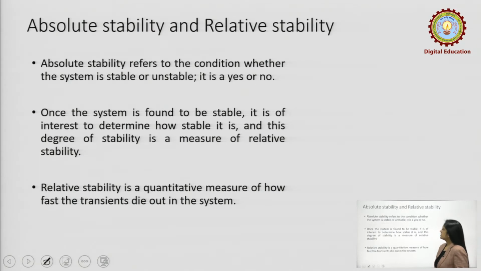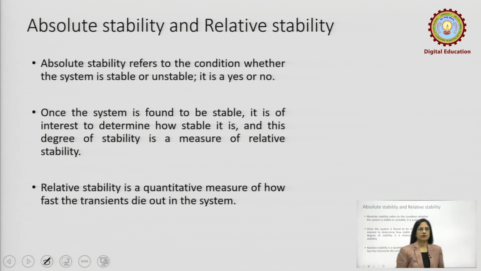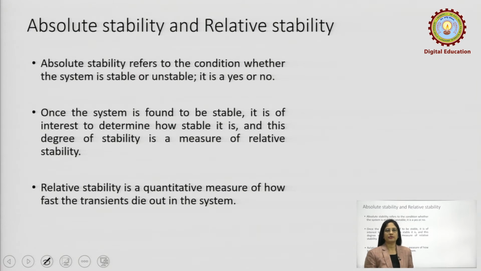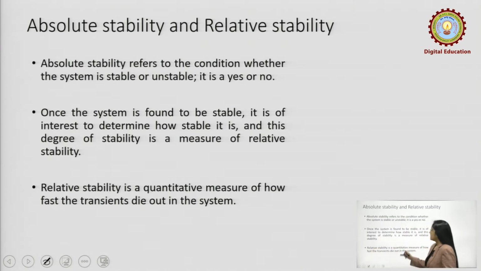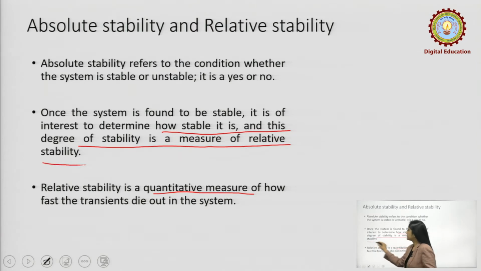What is absolute stability and what is relative stability? Absolute stability refers to the condition whether the system is stable or unstable. So, it is a decision, whether it is a yes or no. But what about relative stability? Relative stability is actually a quantitative measure, and once the system is found to be stable, it is to decide how stable it is, and this degree of stability is a measure of relative stability.